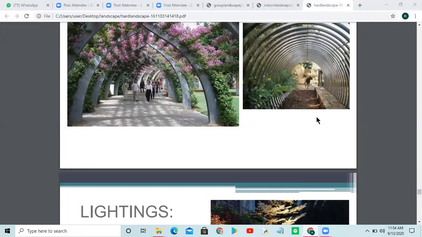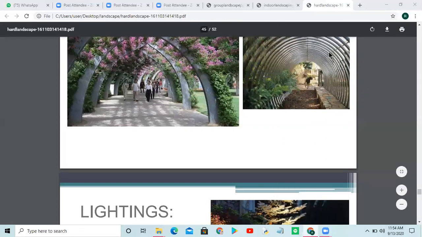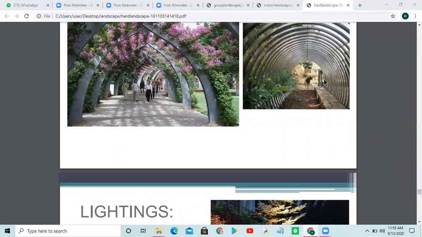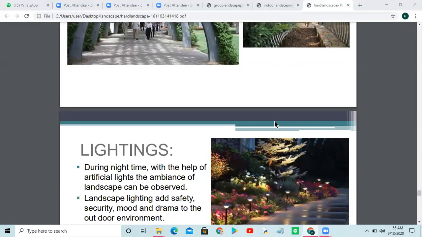People go and visit zoos. Here the system is different. But when you want to watch animals, they should also have some private space, where nature should be a part of it. And definitely it gives shade and warmth to the animal. Then lighting, which is the most important part.